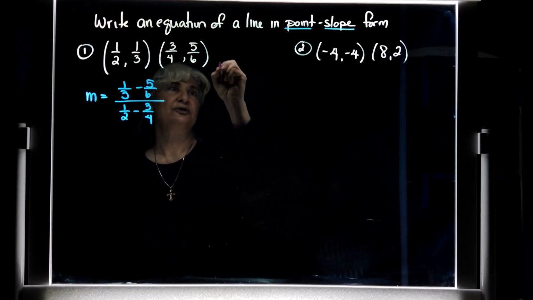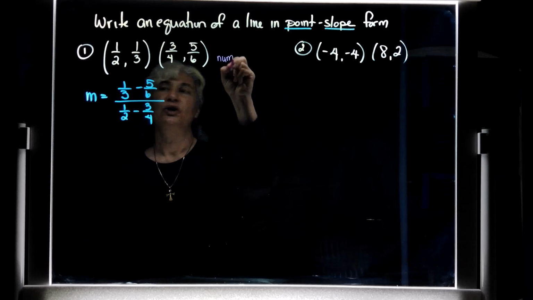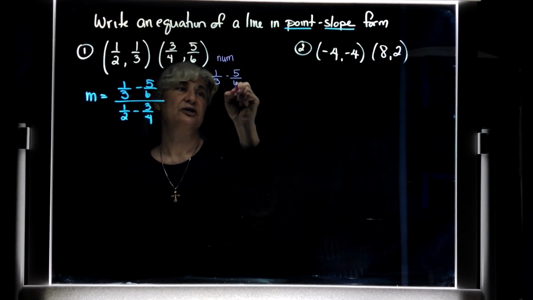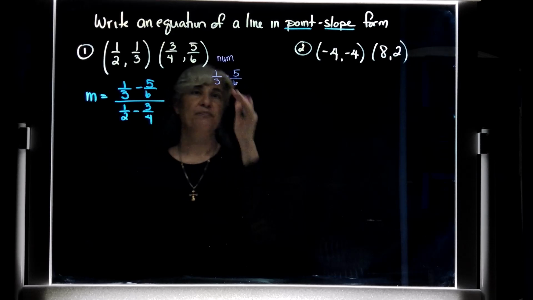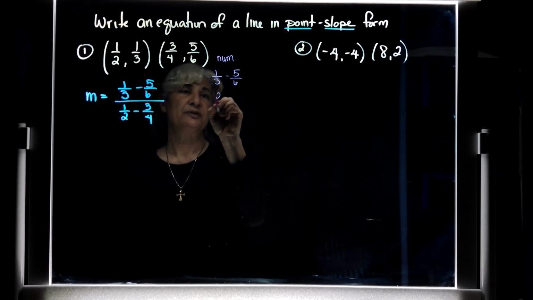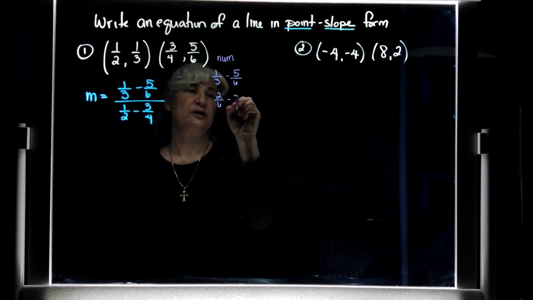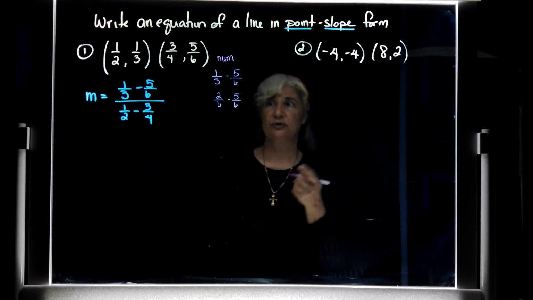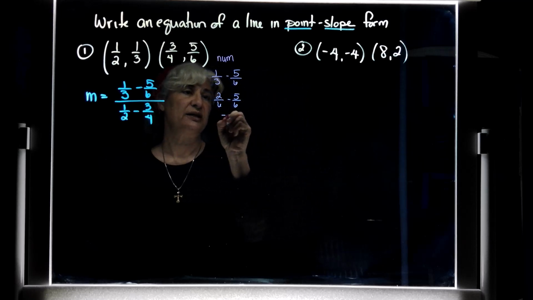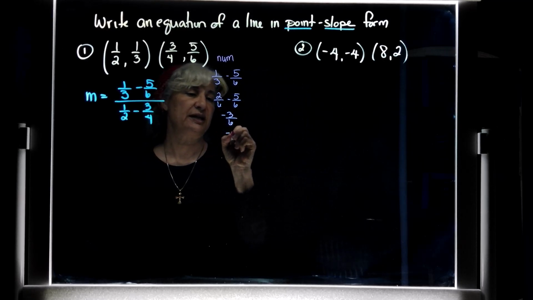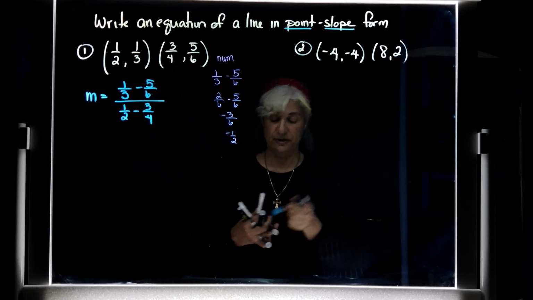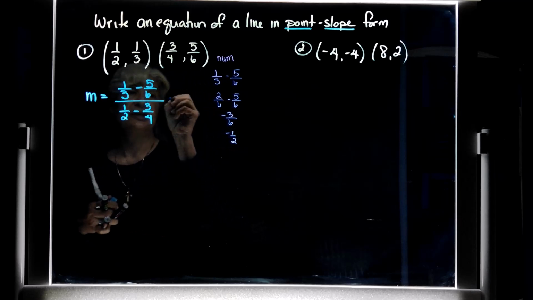All right, so let's look at the numerator. We are taking 1/3 minus 5/6. You need a common denominator. So this one becomes 2/6, right? Because you are multiplying numerator and denominator by 2. So this gives you what? A negative 3/6, which is a negative 1/2, isn't it? Got it. So we got the numerator. The numerator is a negative 1/2.